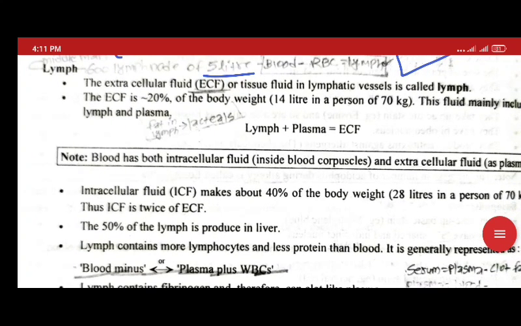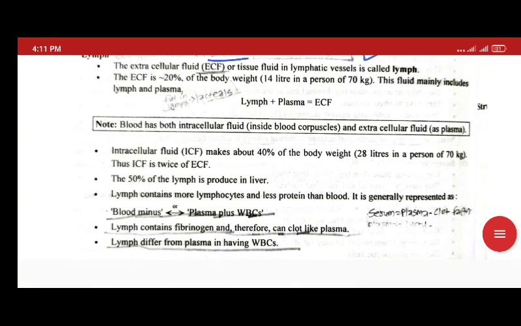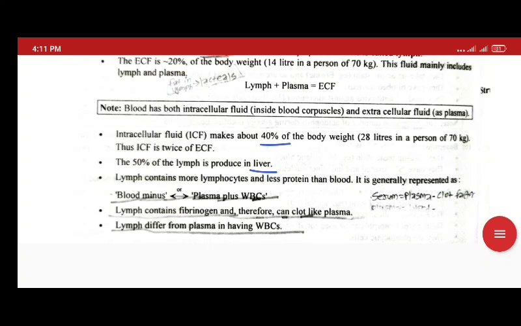So we have ICF 40%, and lymph is produced in the liver. Serum is blood minus plasma plus WBC, that is plasma minus the clotting factor. In serum the clotting factor is neglected. Lymph differs from plasma in having more WBC. So that is up to here.